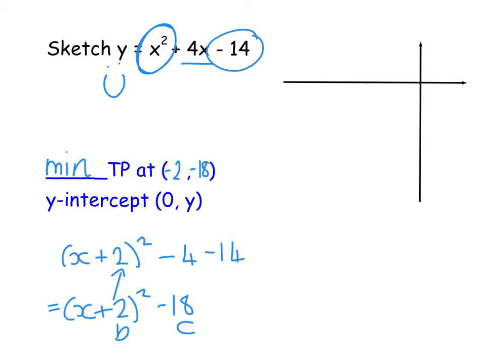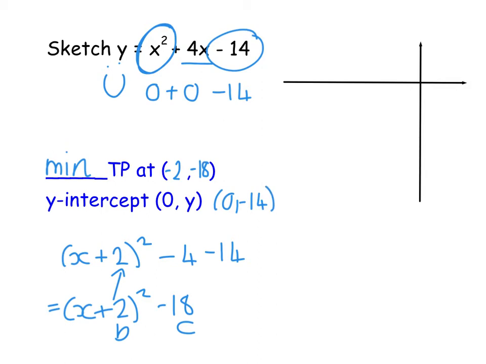And then to get the y-intercept, you know your x-coordinate is 0 because anything on the y-axis, x is 0. If you go back to your original equation and put in x is 0, you've got 0 plus 0 minus 14. And you might remember from a previous video that the y-intercept is really just the number bit at the end when it's out in full like that. So our y-intercept is at 0, minus 14.